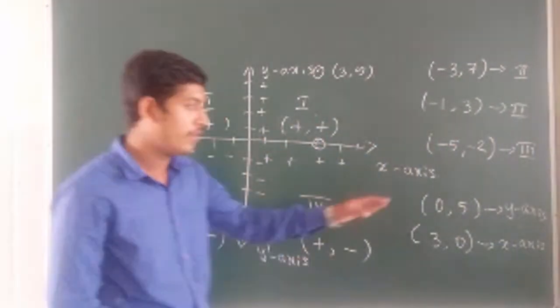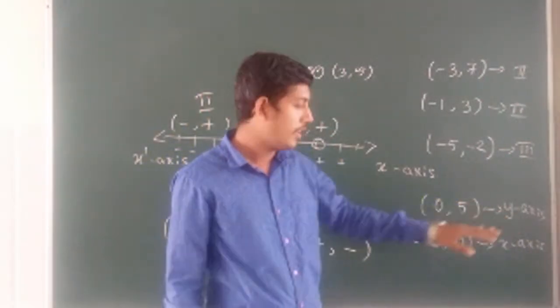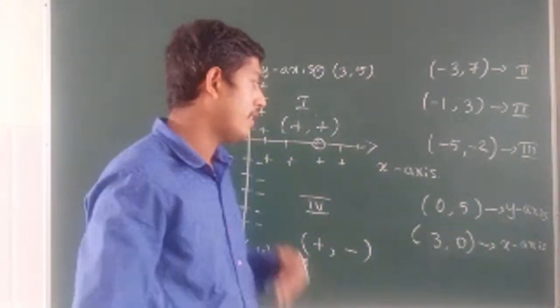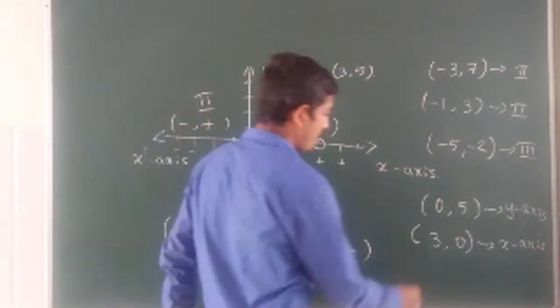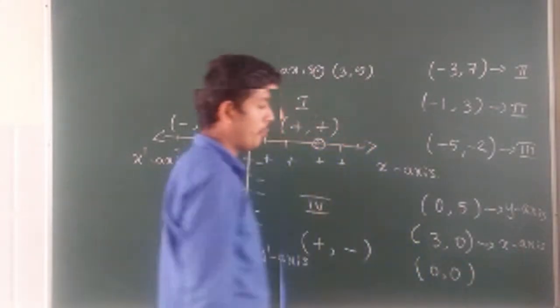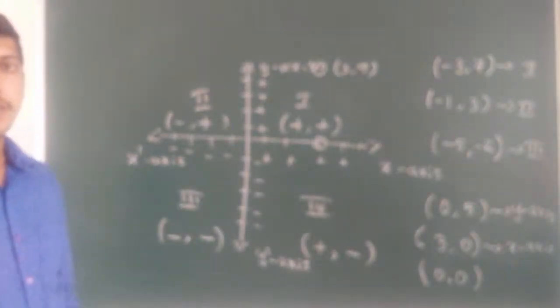If the x value is 0, then the point is present on the y axis. If the y value is 0, then it is present on the x axis. And the point of the origin is 0, 0. So this will help in further problems.